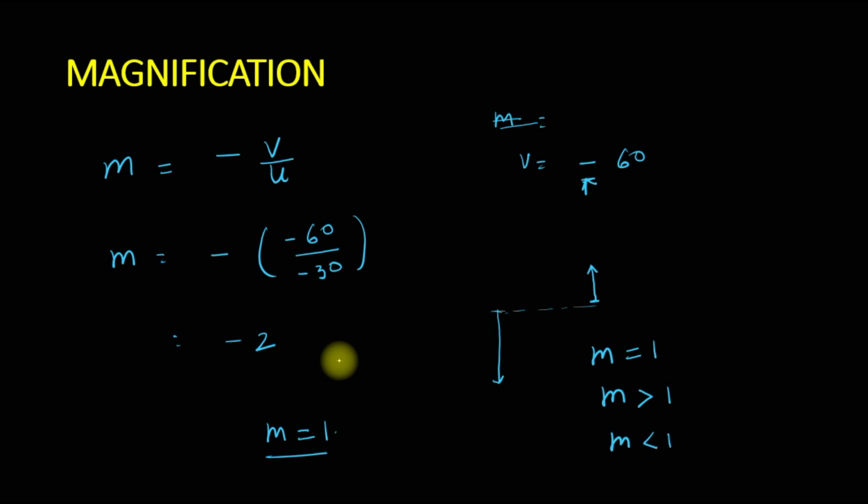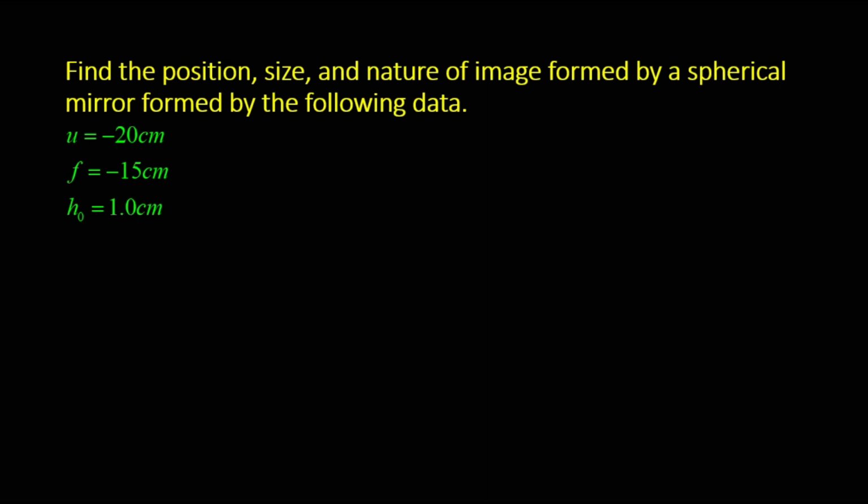And so this is the relative position of the object and its magnification. This is important when you solve different types of questions; this becomes clear to you automatically. Now this is a question: find the position, size and the nature of the image formed by a spherical mirror found by the following data.